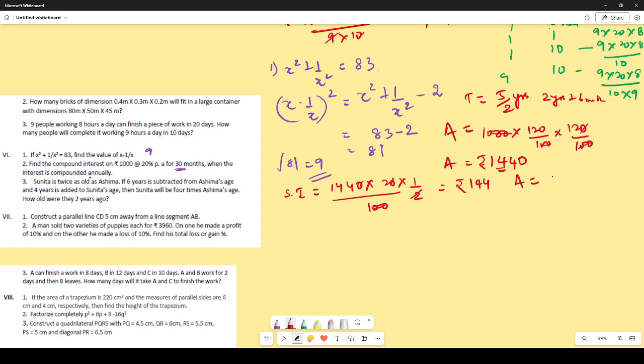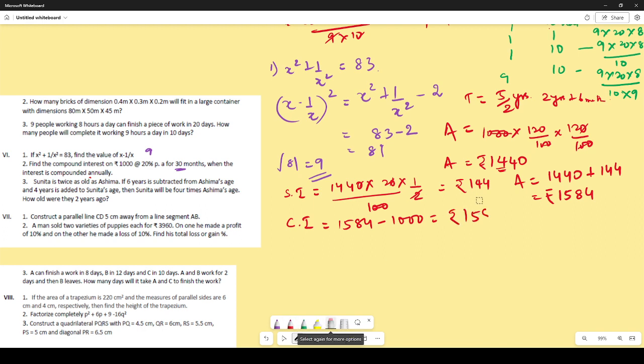Now remember, what does the final amount become? This was the initial amount. So 1440 plus 144, this becomes rupees 1584. So the compound interest will be 1584 minus 1000, that is equal to rupees 584. So the total interest which has been gained on this transaction is 584 rupees, right? That is what you were supposed to find out.